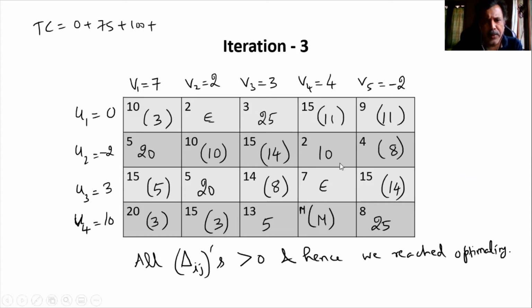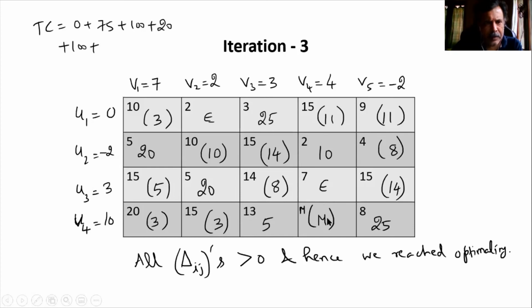Then 2 into 10, it is 20. Plus 5 into 20, it is 100. Plus 7 into epsilon. 7 into epsilon is tending to 0. That means 7 into 0, it is 0 only.